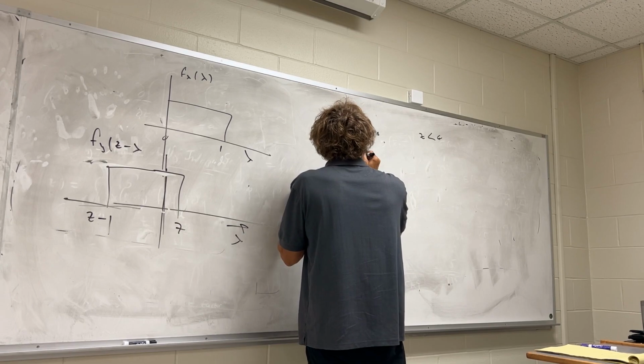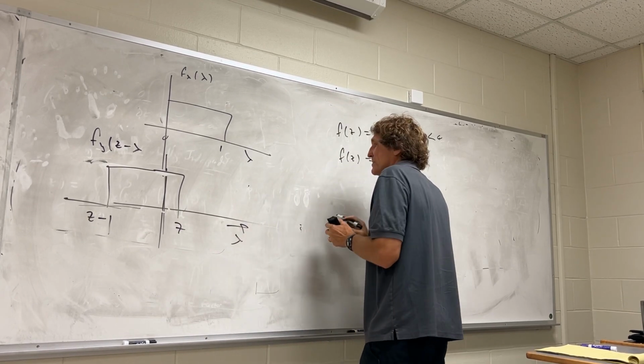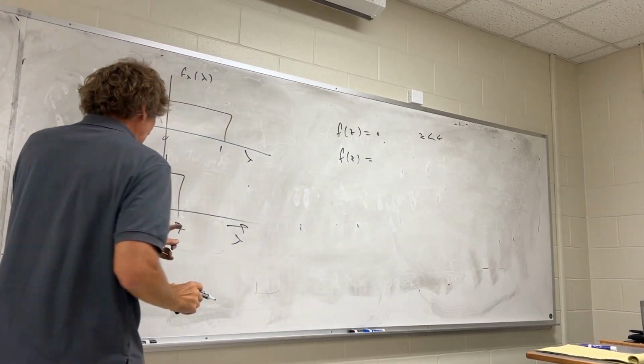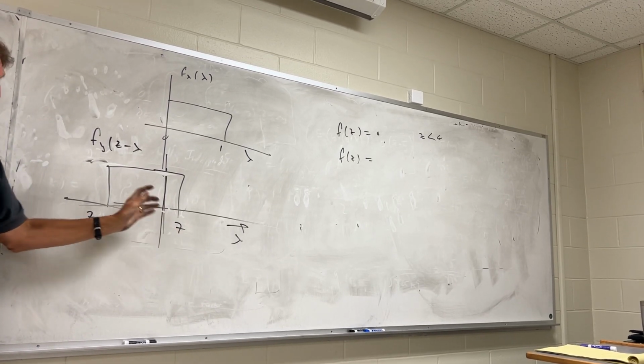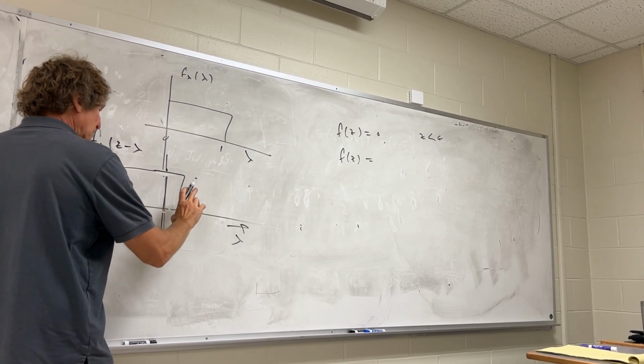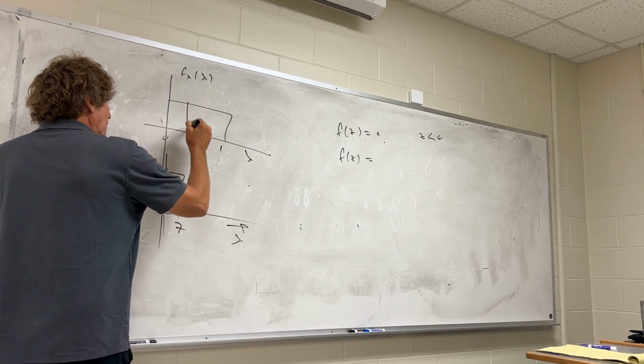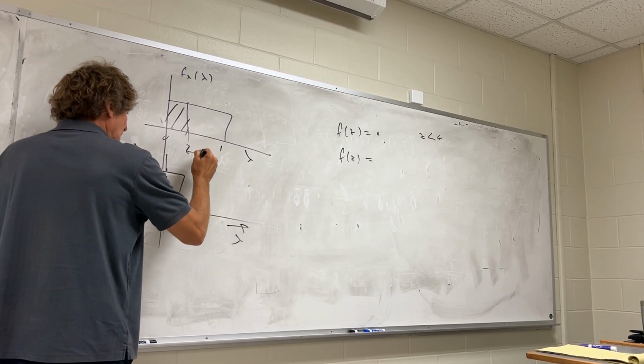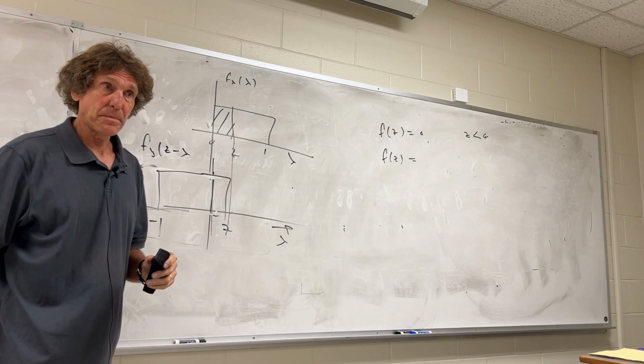Now f of z equals, and now we take a look at this. Now let z be greater than 0, but less than 1. This thing's shifting through here, and the area of overlap would be here. Do you all follow me?